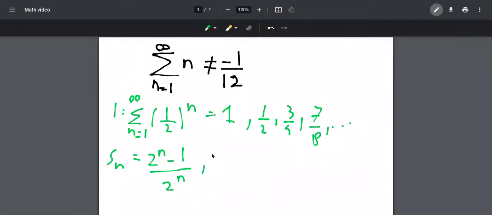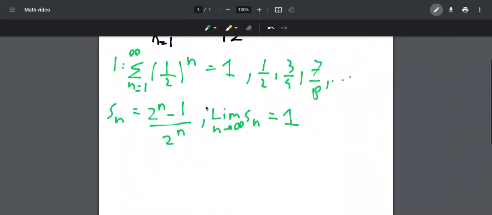And if you take the limit as n goes to infinity of S sub n, we're just taking the highest powers. In this case, it's 2 to the n over 2 to the n, and the limit would be 1. And so we see that the limit of the partial sum is the answer to the infinite series, which is 1. So this method works.